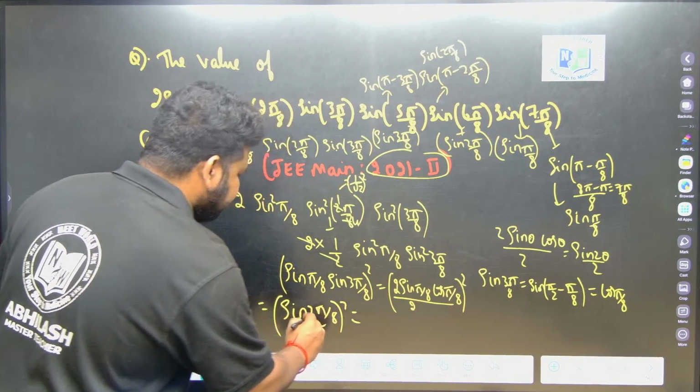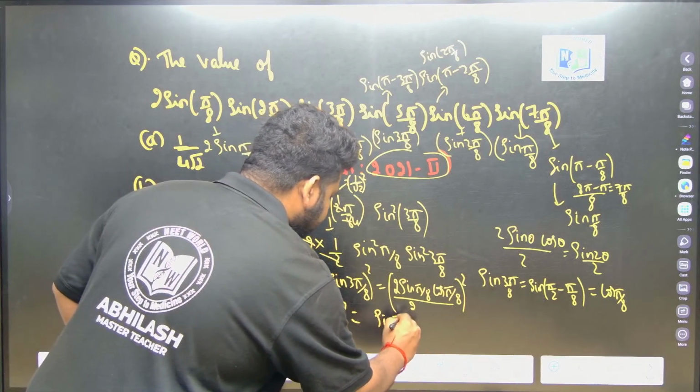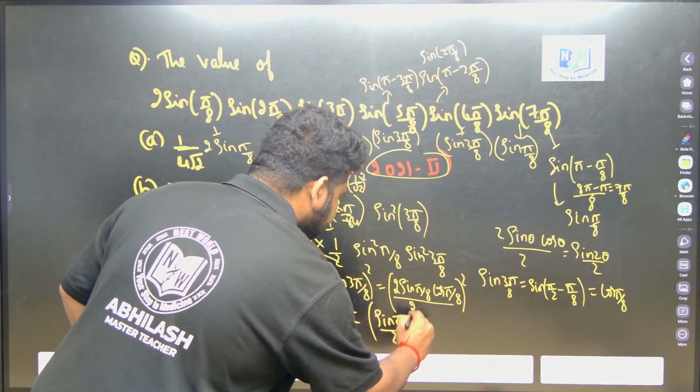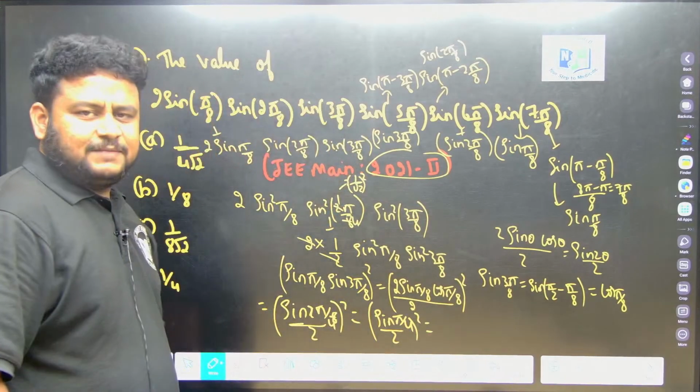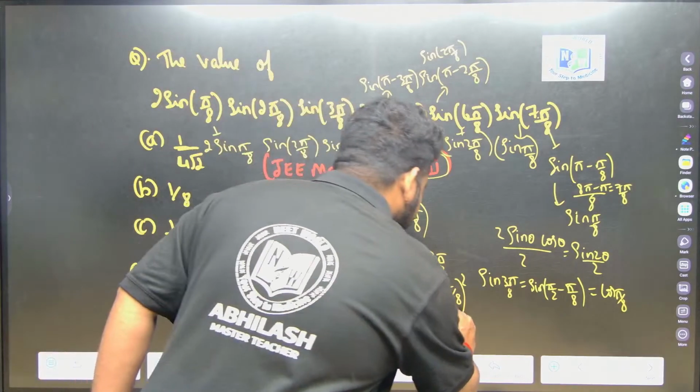So, sin 2 pi by 8, 2 ones are 2, 4 twos are 8. So, this will become sin pi by 4 by 2 whole square. So, what is this? Sin pi by 4 is 1 by root 2. 1 by root 2 whole square is 1 by 2.